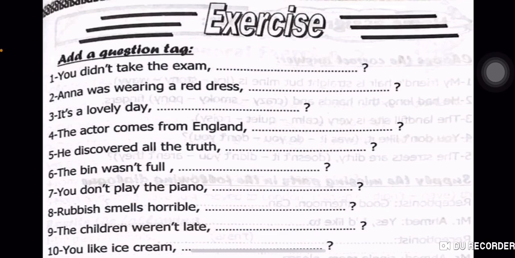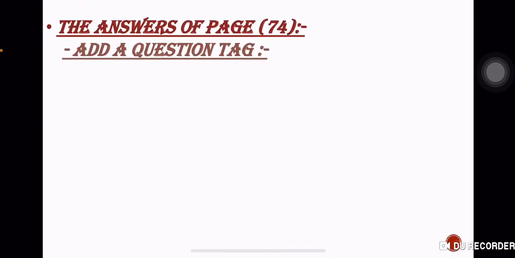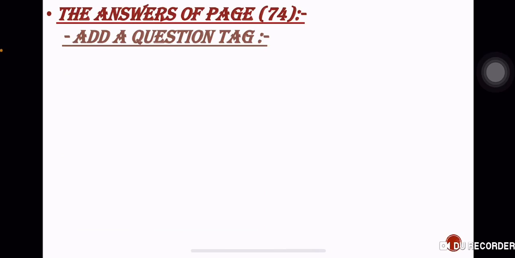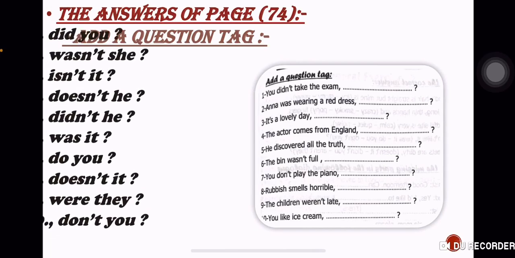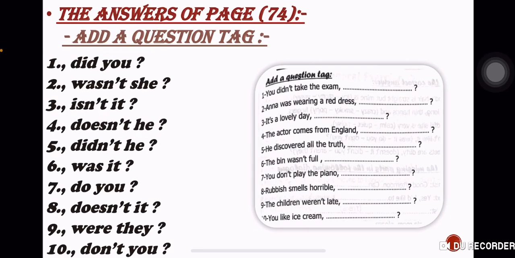The children weren't late. Question number 9. We found weren't in negative, so we will change weren't into positive were, and the children is a noun, so we will put they instead of it. So the answer will be were they. Number 10, you like ice cream, so we will change the verb like into do, but don't forget to change do into don't. Excellent. So the answer will be don't, then we put the subject you, so the answer will be don't you.